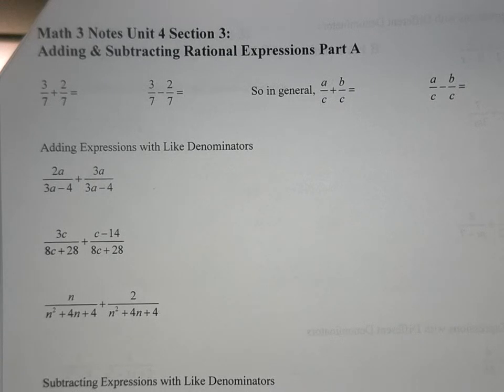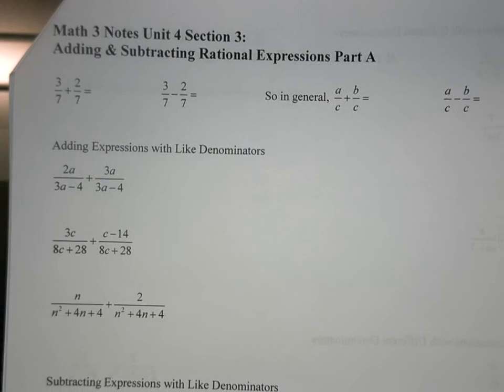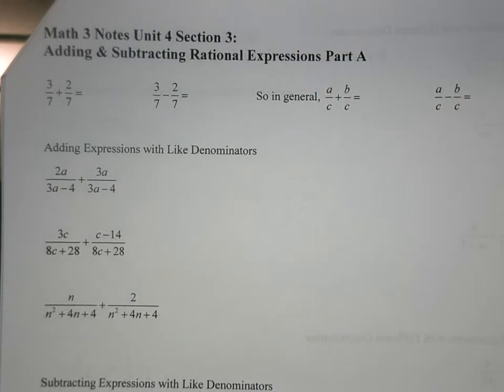Math 3, Unit 4, Section 3. Today we're talking about adding and subtracting rational expressions, and we've split this into two sections. So the first thing that we need to remember is that when we are adding or subtracting fractions, what do they need to have? A common denominator.